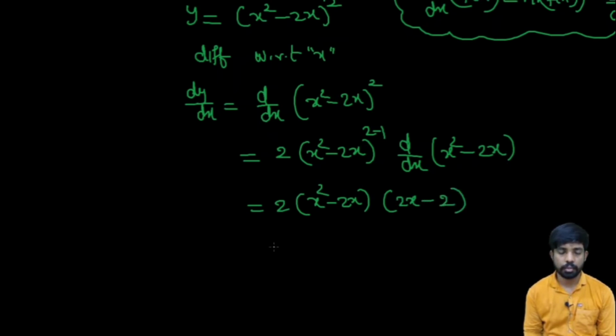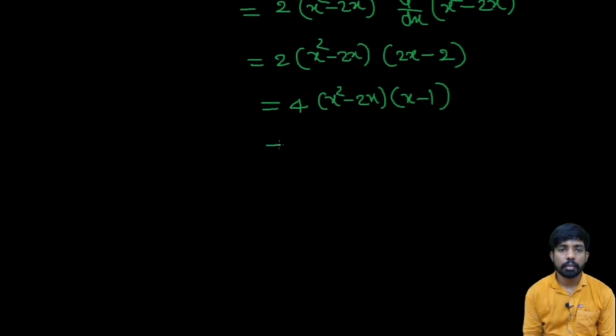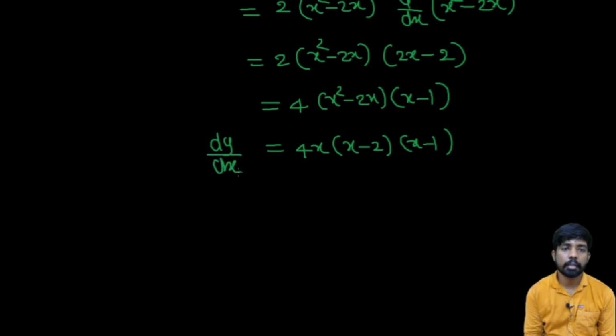So 2. Therefore we can write it as 2 2's. 2 take common. 2 2's are 4. x square minus 2x into x minus 1. And one more, here take x common. 4 into x, x minus 2 into x minus 1. Therefore this is what dy by dx.